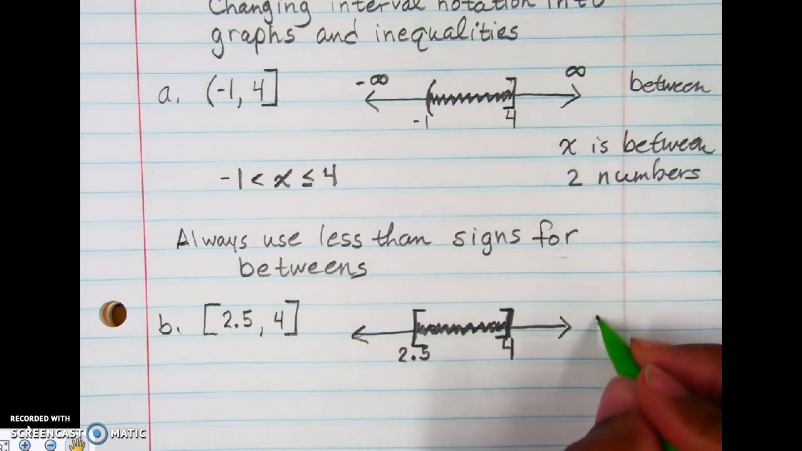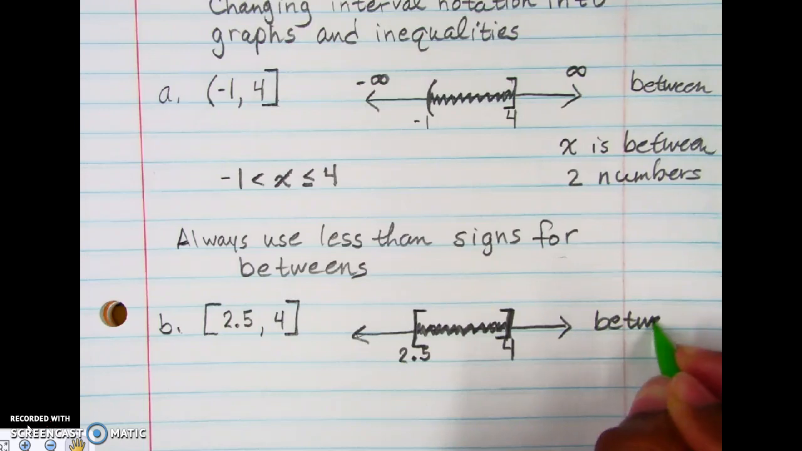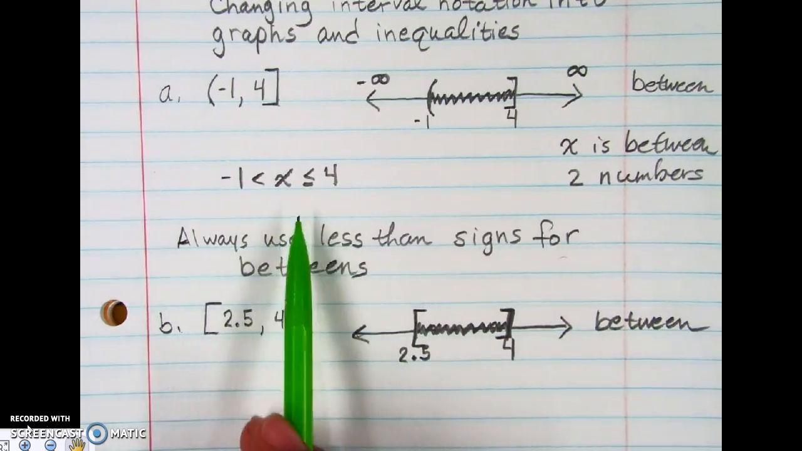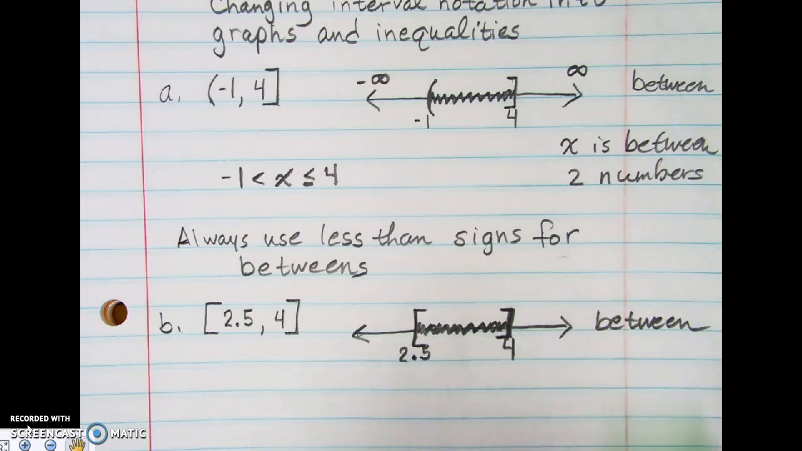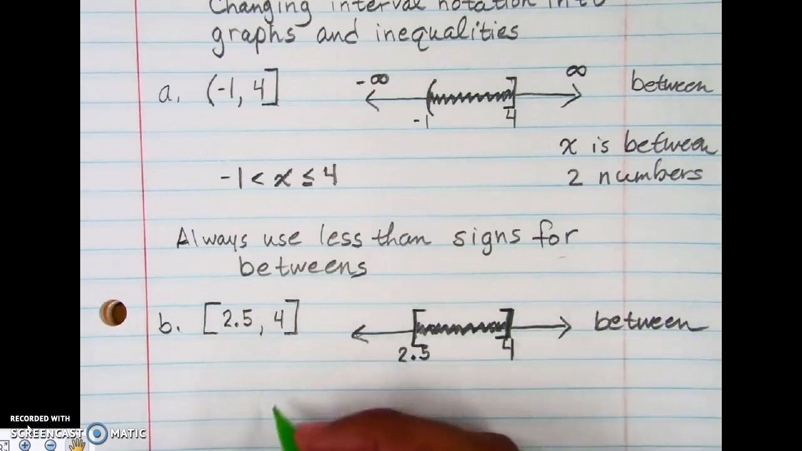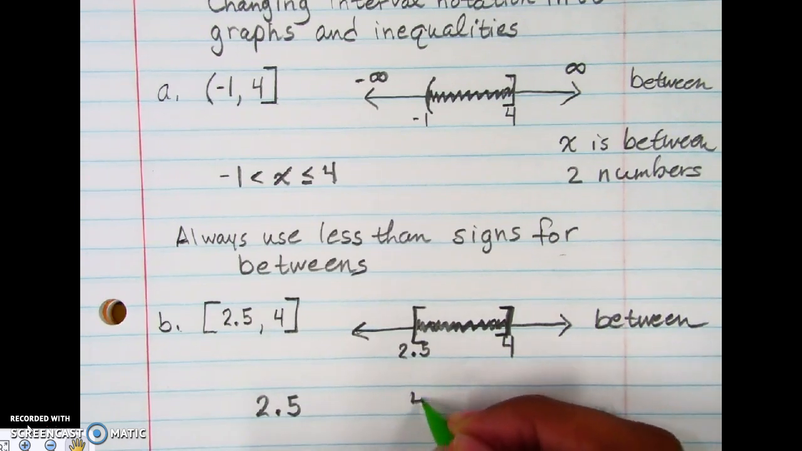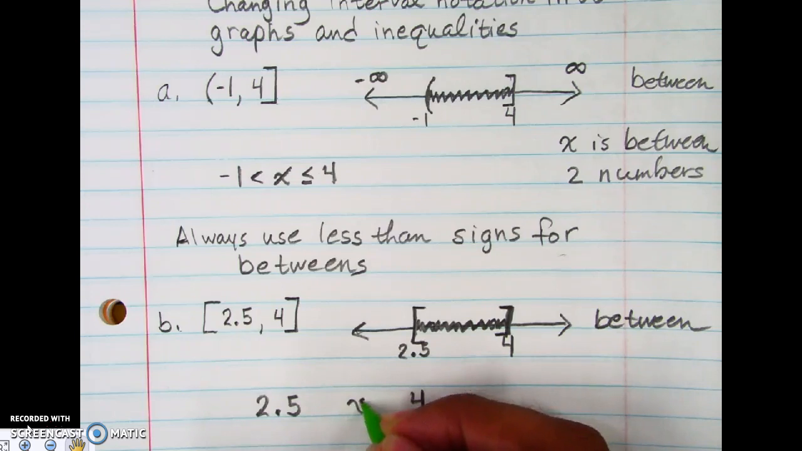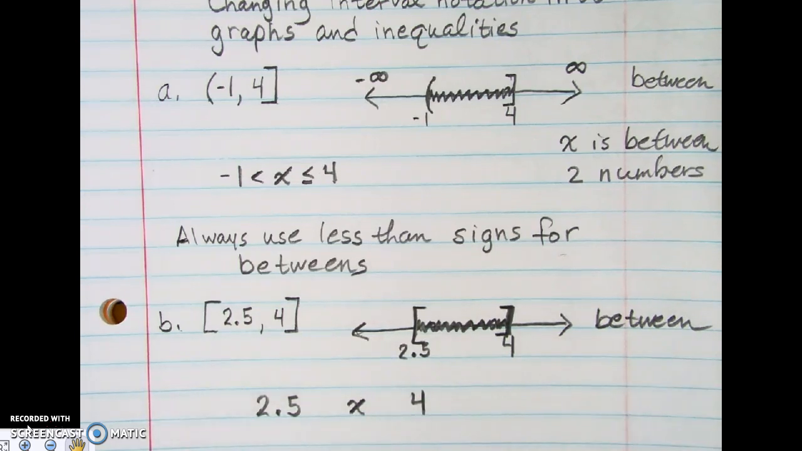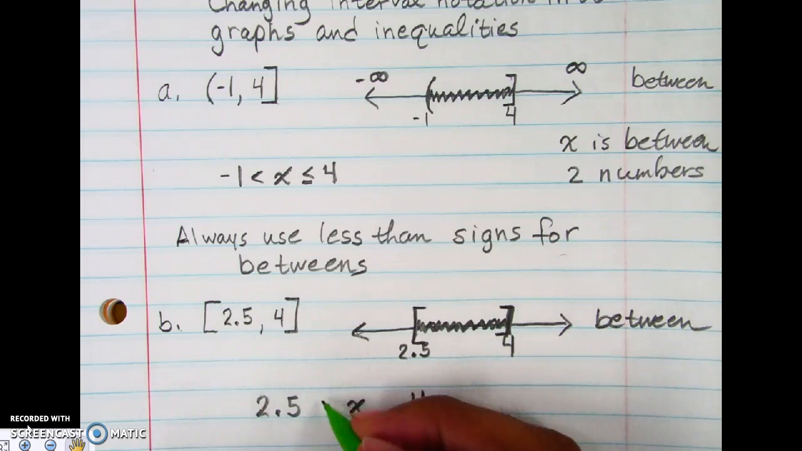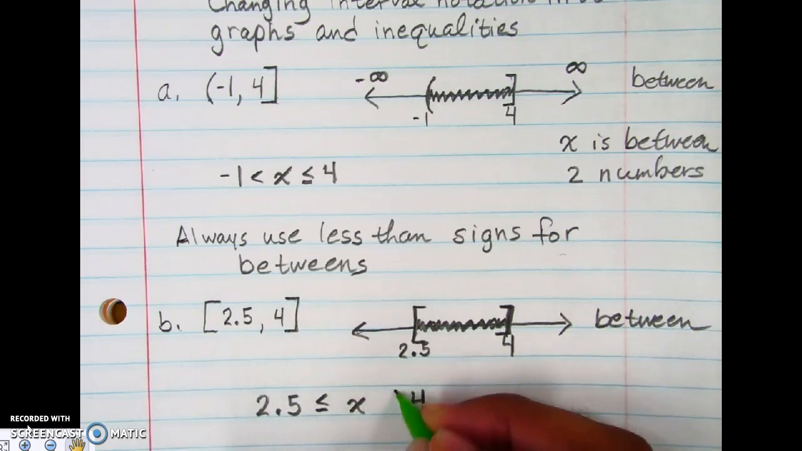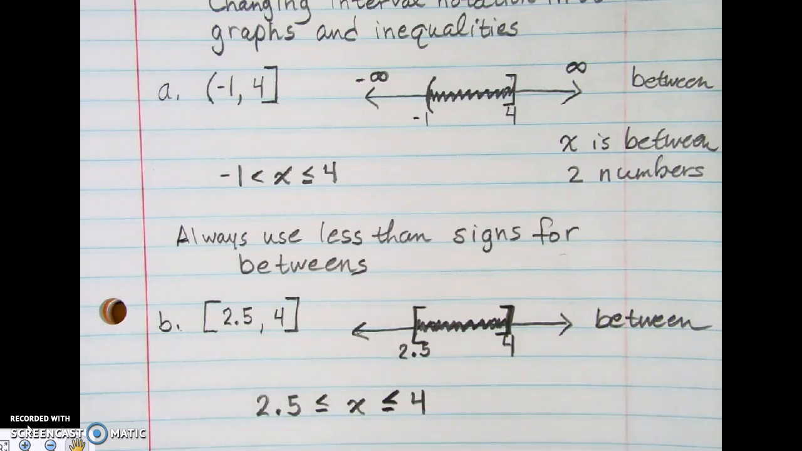And again, this is a between. So we're going to have x is going to be between the two numbers here, because that's what we shaded. So we put the 2.5 down first. Put the 4 down. And we put x in the middle of them. And on this one, because they're both brackets, we use the equal to sign. So less than or equal to for both of them. Right? And then the last one is C.